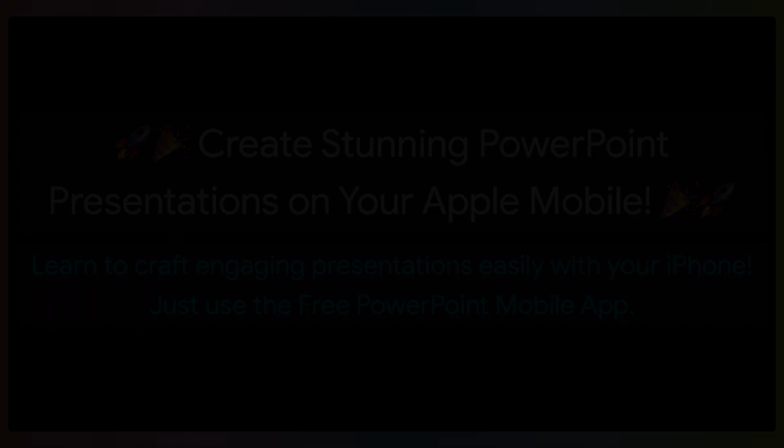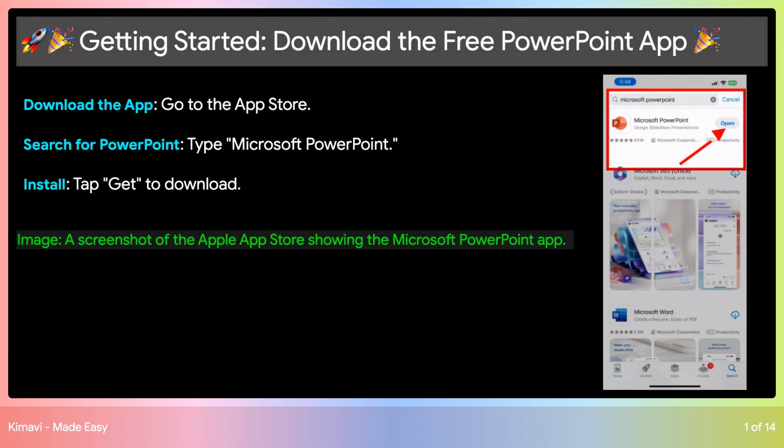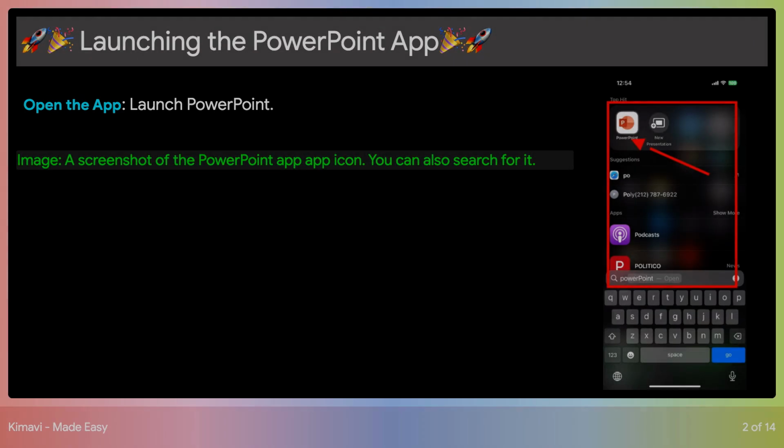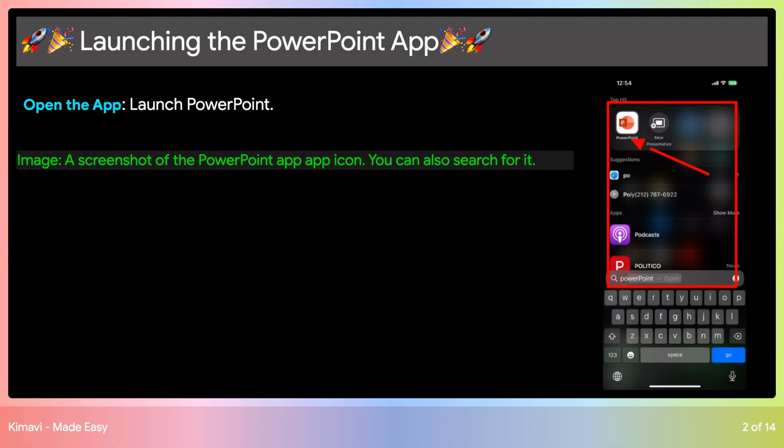So let's dive in. To get started, you'll first need to download the PowerPoint app from the App Store. Simply open the App Store, type Microsoft PowerPoint in the search bar, and tap Get to download it. Easy, right? Once the app is installed, open it up. If you have too many apps, simply search by typing PowerPoint.